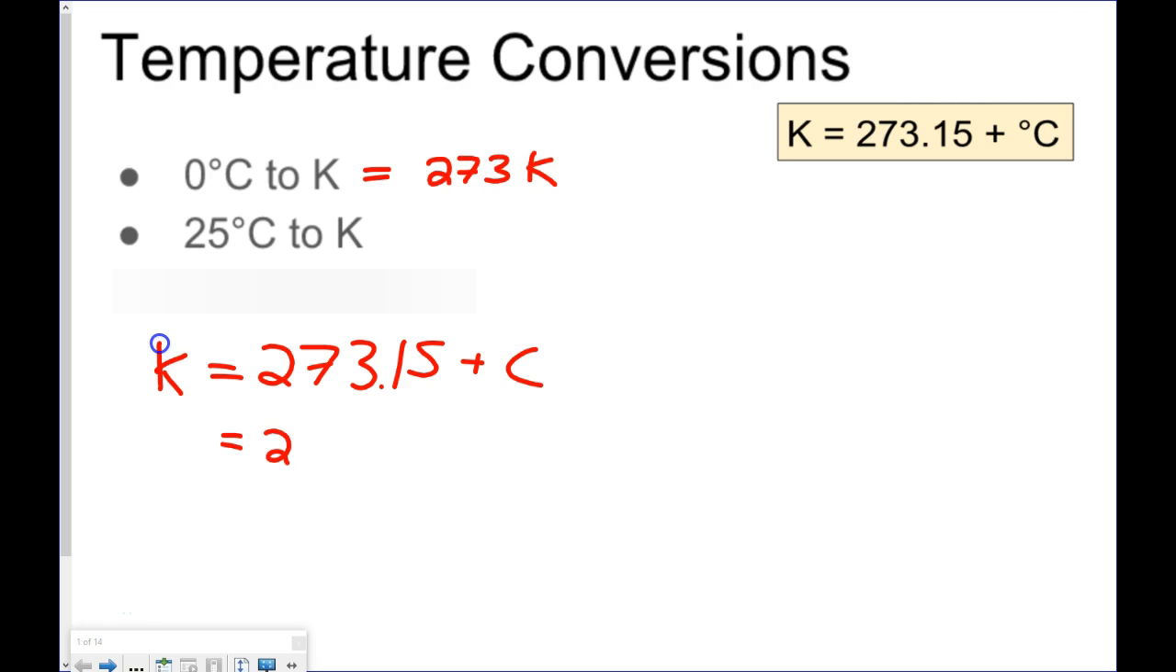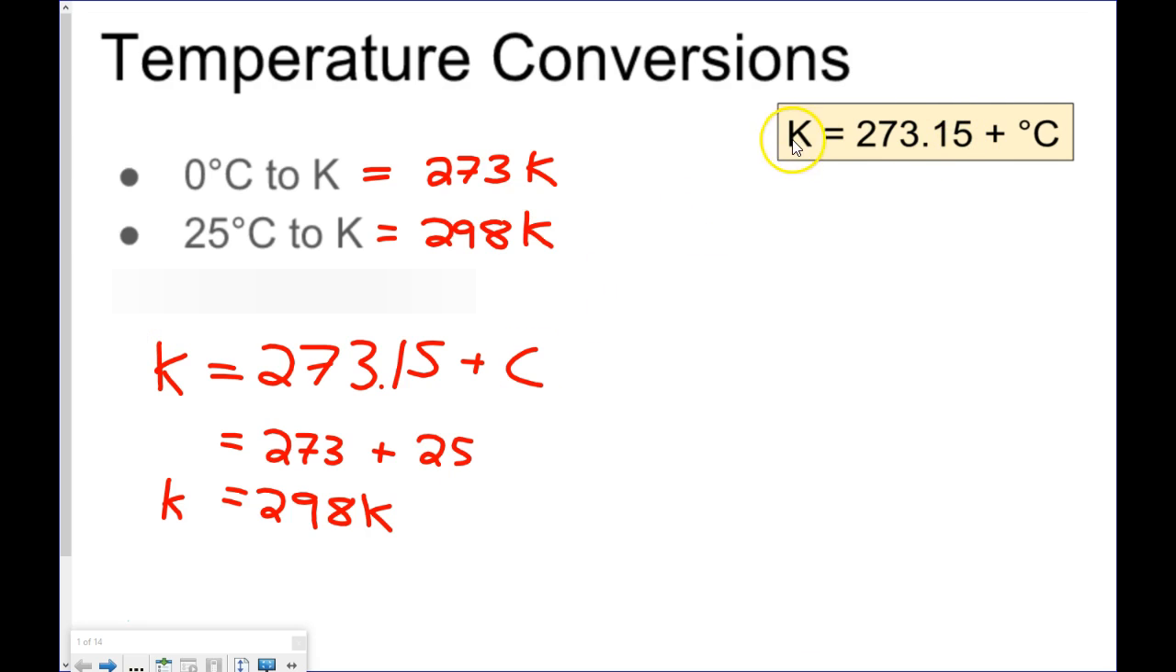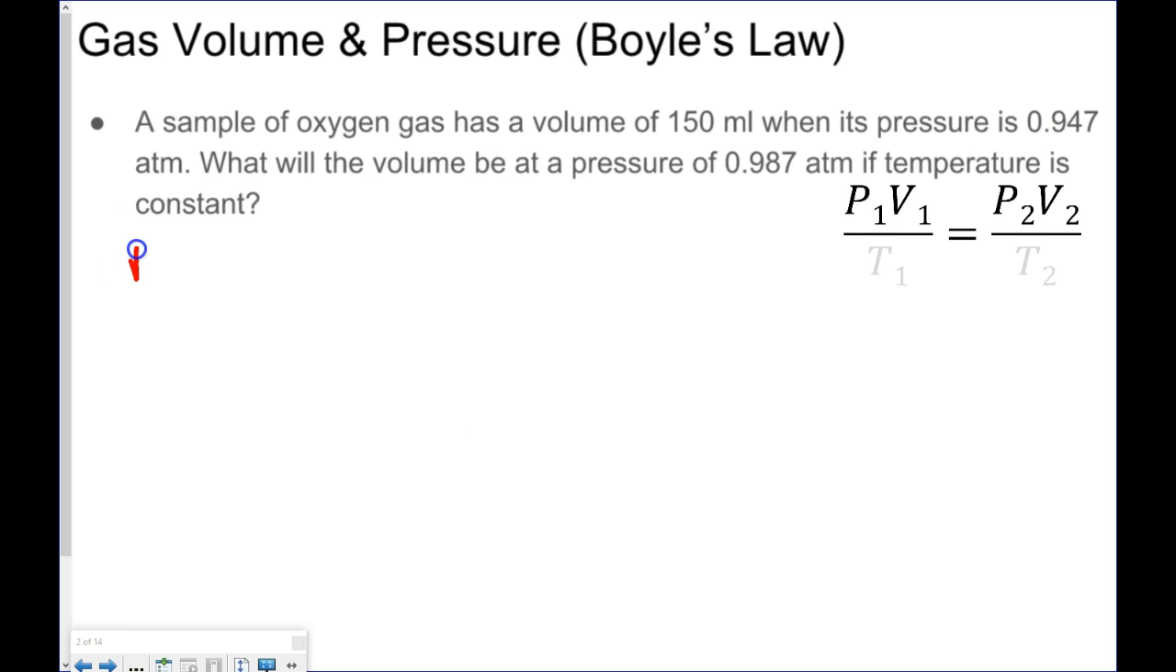Now let's try that with 25 degrees Celsius. So 273 plus 25 works out to be 298 Kelvin. That's how I go from Celsius to Kelvin. To go from Kelvin to Celsius, just subtract 273 and you're going to find your new temperature.